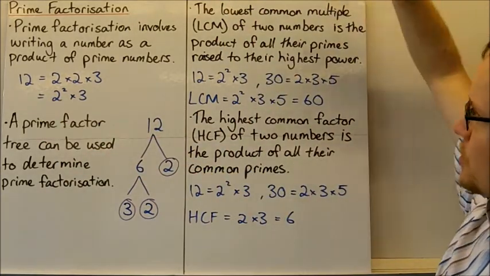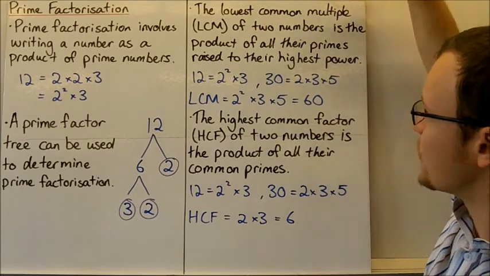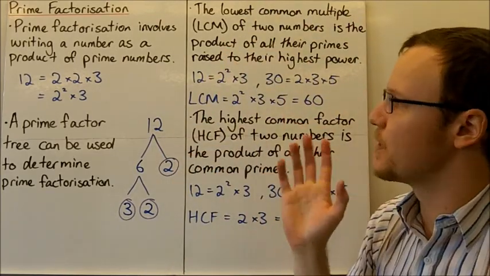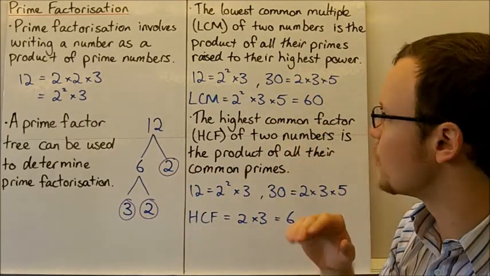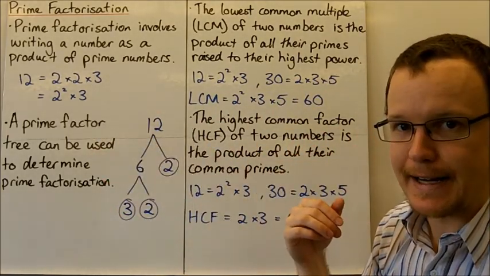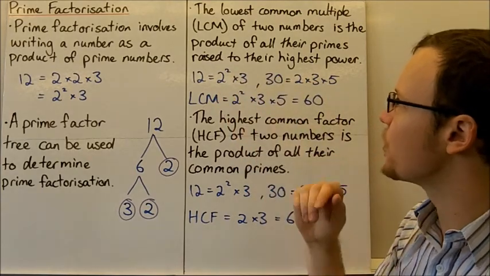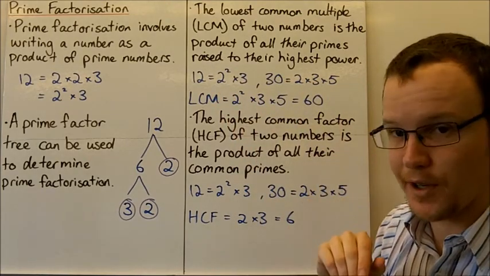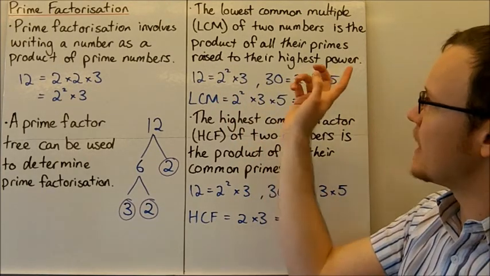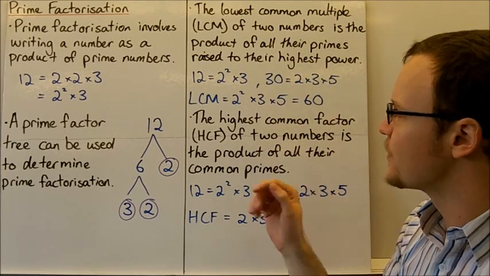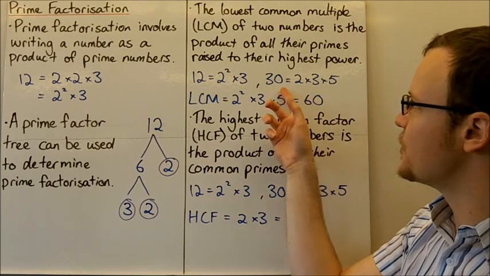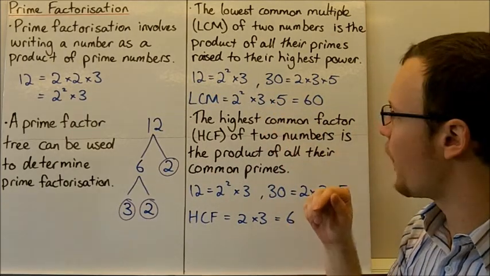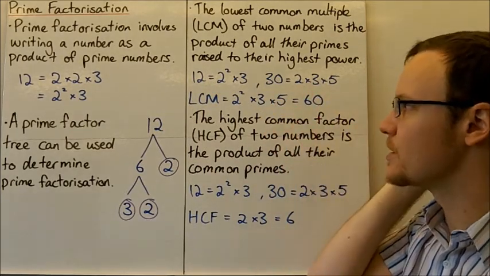The lowest common multiple, LCM, of two numbers is the product of all of their primes. So multiplying all of the primes of all of the numbers for both of the numbers we're trying to find the lowest common multiple of, raised to their highest power. So if we've got 12 is, we know, 2 squared times 3, and 30 is 2 times 3 times 5, so they're all primes there, 2 times 3 times 5.